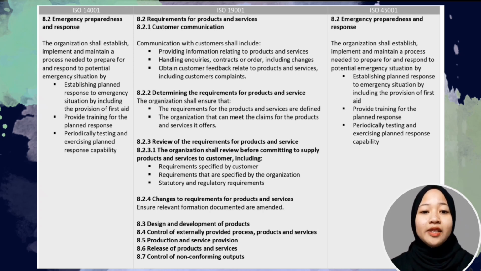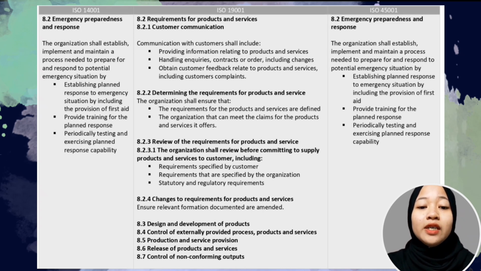Meanwhile, ISO 9001 has different content for 8.2, which is requirements for products and services. First, for customer communication. Communication with customers should include providing information relating to products and services. Next, handling inquiries, contracts or orders, including changes. And lastly, obtaining customer feedback related to products and services, including customer complaints.